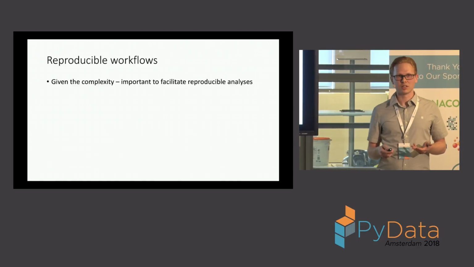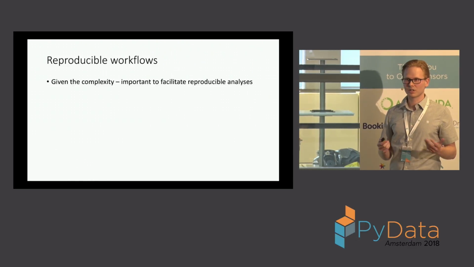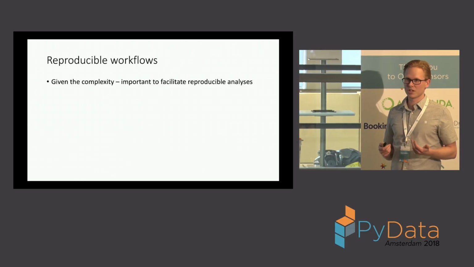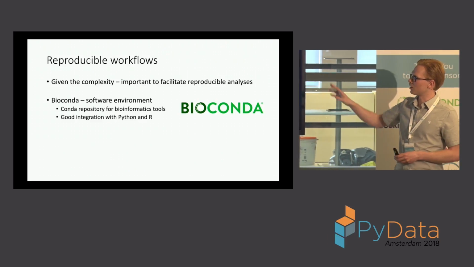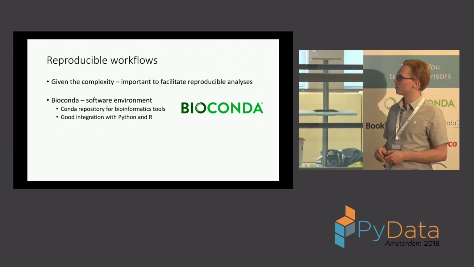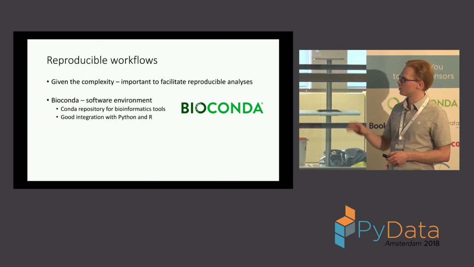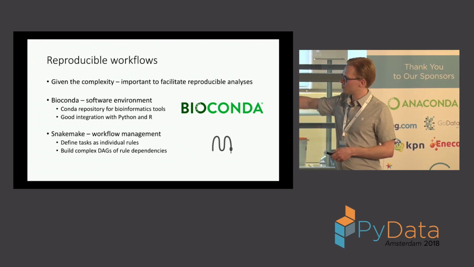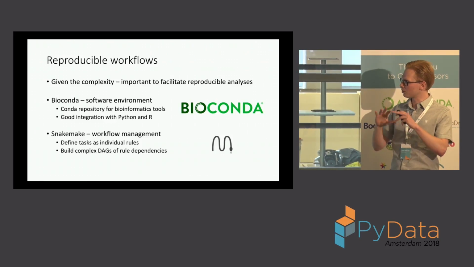So given this complexity, at least in my job, I thought it was very important to try and facilitate the reproducible analysis of these kinds of genomics approaches. And to do so for my own work, I use two basic tools. One is Bioconda, which, for those of you who know, Anaconda is essentially a repository, an Anaconda repository, but for bioinformatics tools. They also have a lot of bioinformatics-related Python and R packages, which makes it very easy to properly define your software environments and make them reproducible elsewhere. Besides that, I also use a tool called Snakemake, which I'll go into in the following slides, which I essentially use as a workflow management tool for defining the different tasks and creating analysis DAGs.